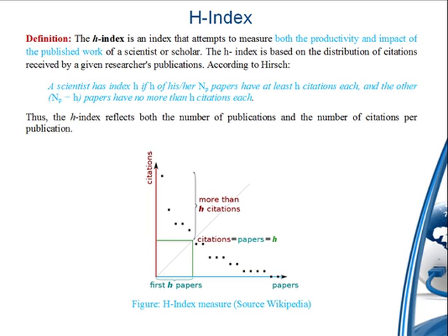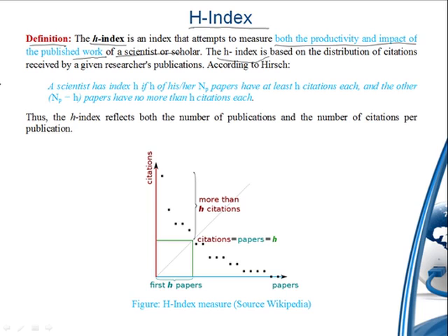Now we will use H-index to rank the conferences, journals, and even research scholars. But before going into detail, we first go through some definitions. The H-index is an index that attempts to measure both productivity and impact of the published work of a scientist or a scholar.